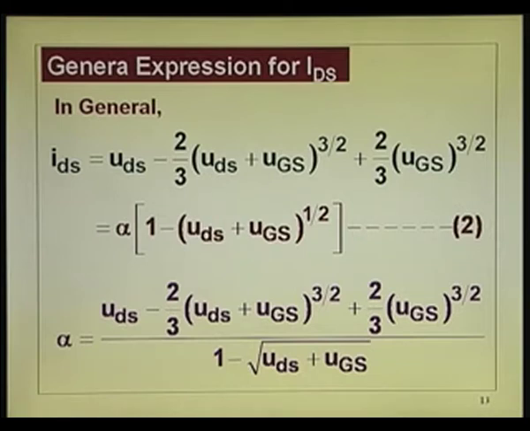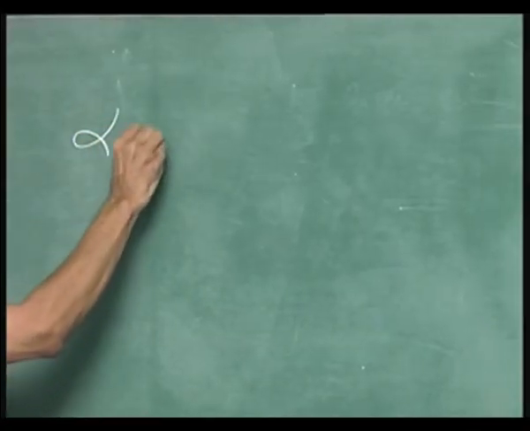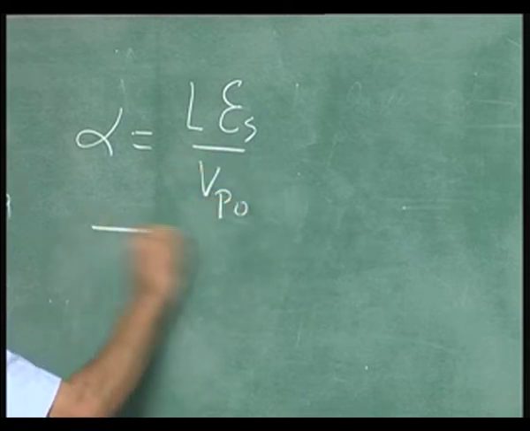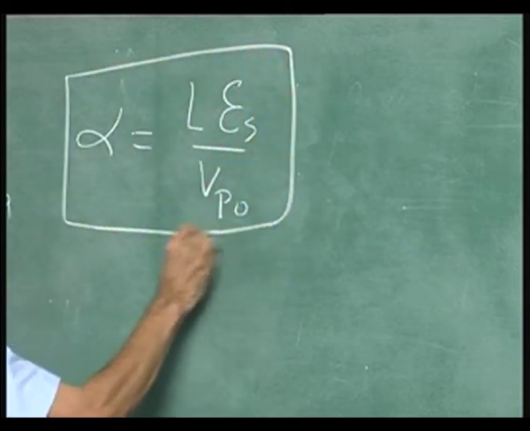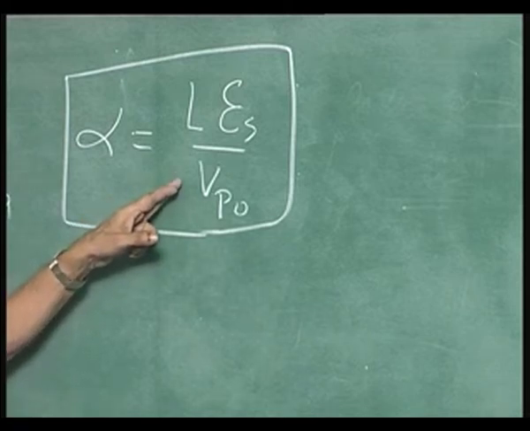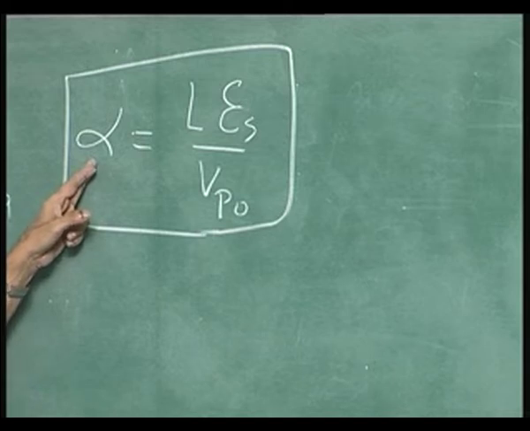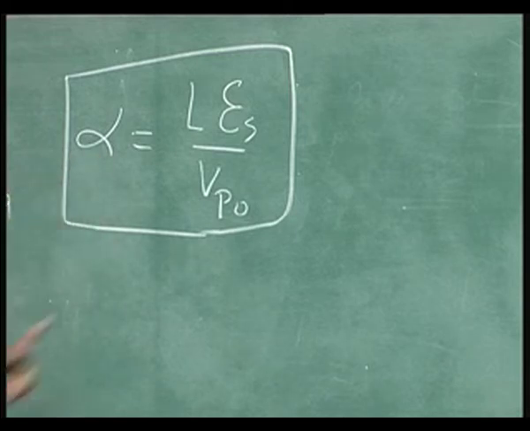Now, alpha depends upon L into Es by Vp0. Alpha is, okay. What we are trying to see is, as a function of alpha, what will be the UDS for a given VGS. Alpha is decided once you decide the device, because Es is fixed.